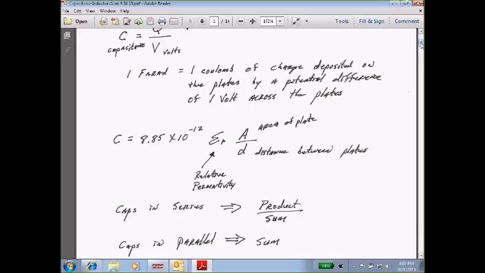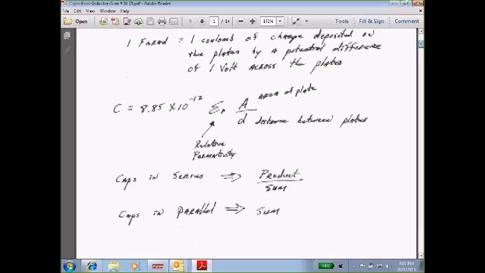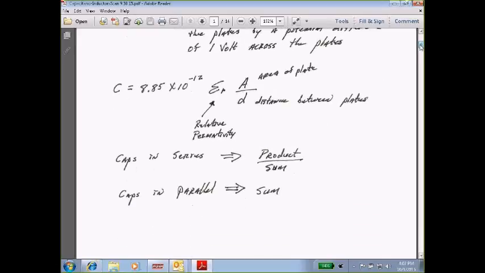And then, of course, we can take a capacitor and we can connect them either in series or in parallel in our circuit. If they are in series, to find the total capacitance, we take the product divided by the sum. If they're in parallel, we just add them together, so we have the sum. Just backwards from the way that we calculate total resistance.